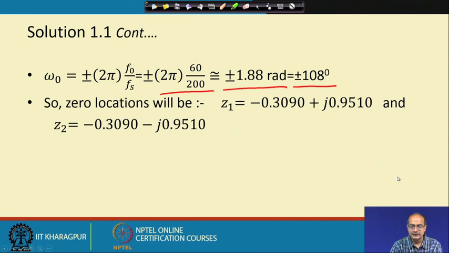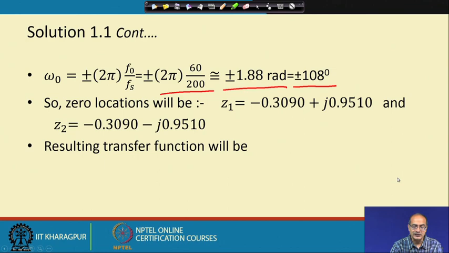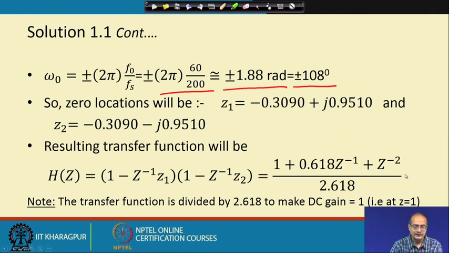Okay. So, the resulting transfer function in this case would be in this form: H(z) is 1 minus z inverse z 1 into 1 minus z inverse z 2. Now, replacing z 1 and z 2 with the values we have calculated, that is these two values, we get this polynomial here.